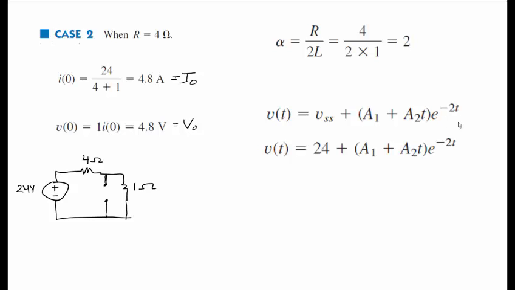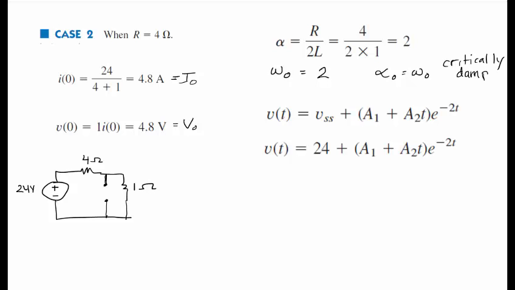So the next step would be to find alpha, just by calculating with the R and L values. But the other step that should have been done also was to find omega naught, and when you do that you will actually find that it is 2 also. So alpha equals omega naught, and we have the critically damped situation.